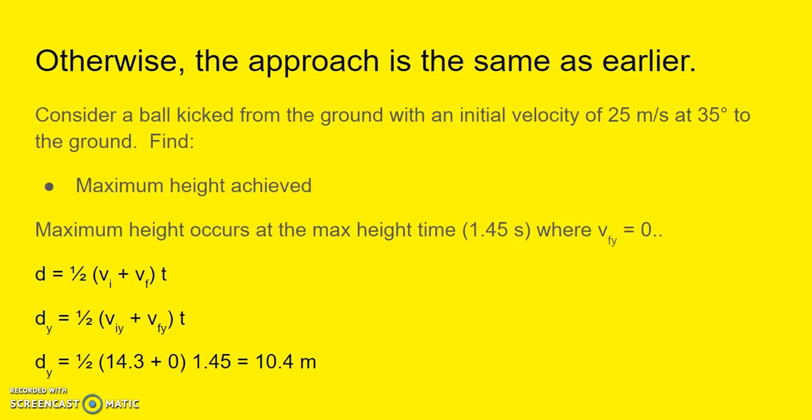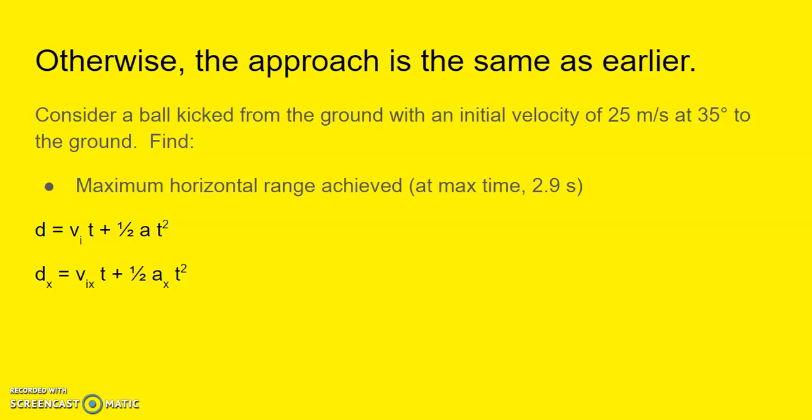and that tells me that it climbs up to a maximum height of 10.4 meters. If I want to know the maximum horizontal range achieved, that happens at the max time of 2.9 seconds. Same equation as the original number 3: Vi t plus 1 half a t squared is my distance. Do that for horizontal variables. dx equals Vix times t plus 1 half a sub x t squared. Plugging in for Vix, we got 20.5. The total time is 2.9 seconds. The acceleration in the horizontal direction is 0, as it will always be, and we will solve this to get 59.5 meters.